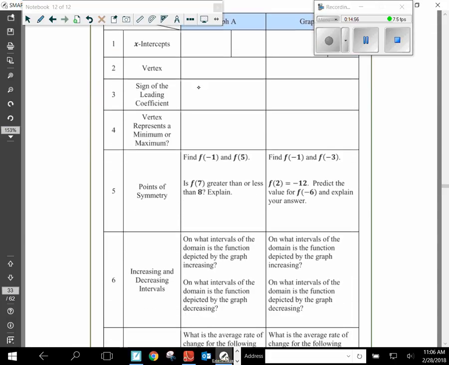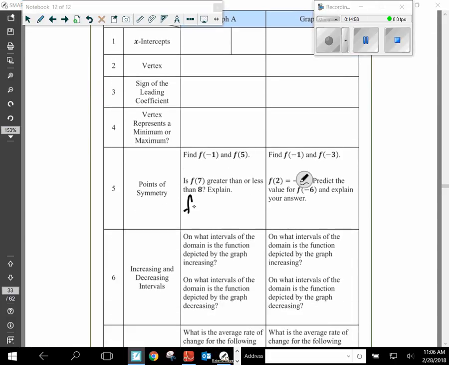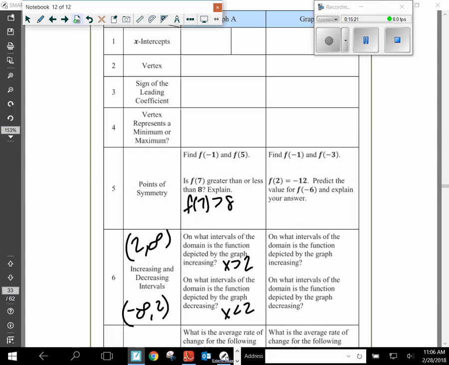It must be greater because this function's always increasing at that point. So speaking of always increasing, it's increasing when x is greater than 2, decreasing when x is less than 2. I also could write this as from 2 to infinity it increases, and from negative infinity to 2 it decreases. Okay.